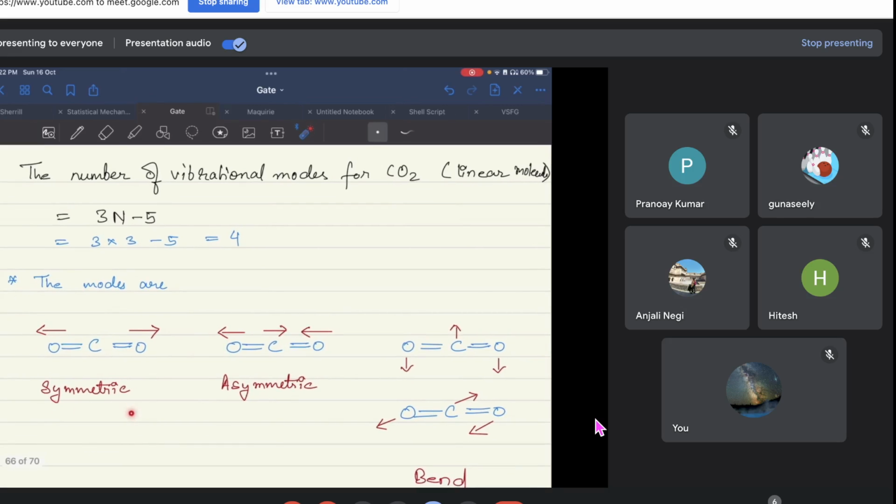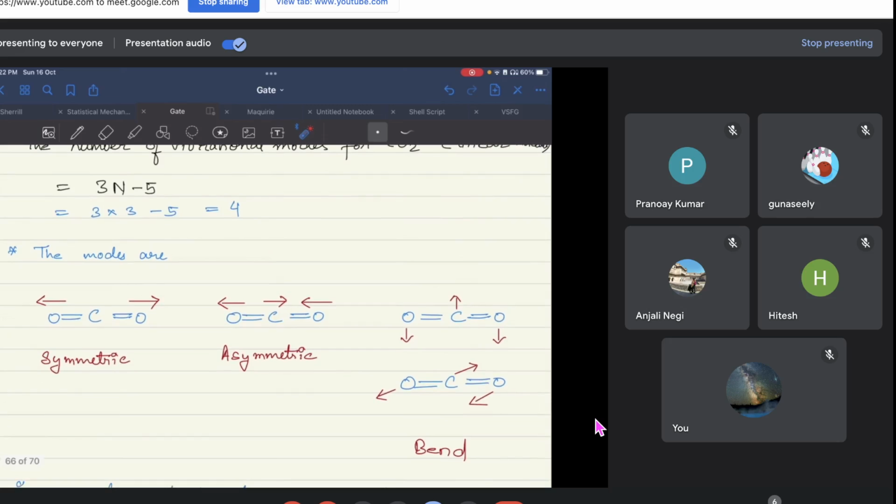Number 1, symmetric. Here you can see that in the symmetric normal mode, the direction of motion, or the vectors on the two oxygens, are symmetric with each other, and in the asymmetric mode you can see that the vibration is asymmetric with each other, and so in the carbon atom. And similarly, in the bend motion, we will have two different types of bending happening in CO2 as a linear molecule.